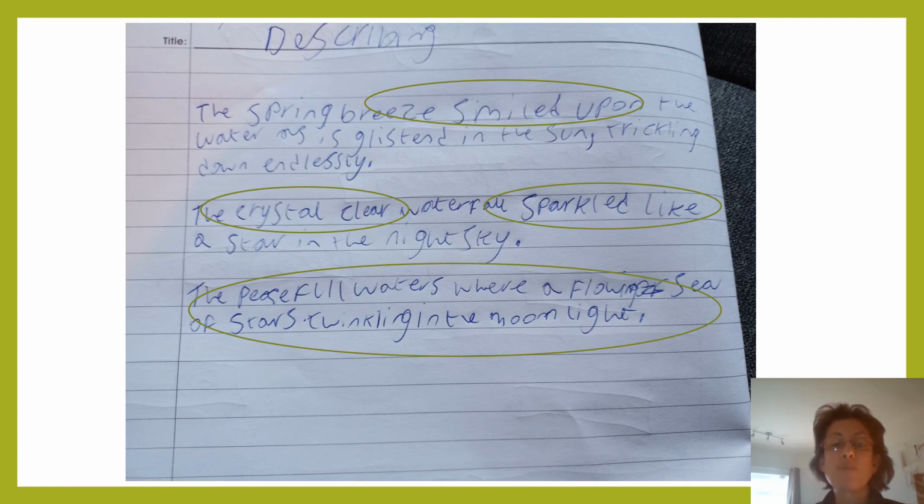Quickly moving on to the next piece of work. The spring breeze smiled, we have some personification, upon the water as it glistened in the sun, trickling down endlessly. The crystal clear water sparkled like a star in the night sky. So we have some alliteration again, and we have a nice simile, sparkled like a star.